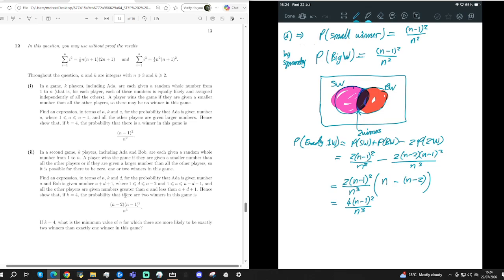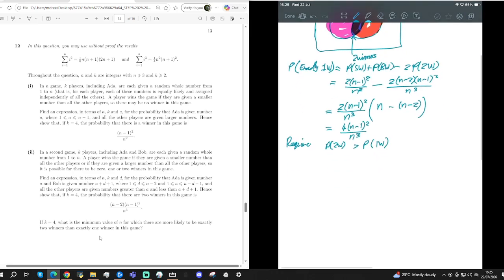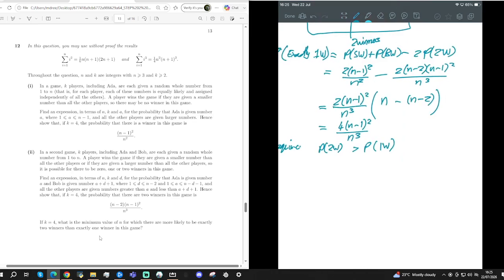So what did we want to do? What is the minimum value of n for which there's more likely to be exactly 2 than exactly 1? So we require the probability of 2 winners to be greater than the probability of 1 winner. Well, let's put that condition in. So n minus 2, n minus 1 squared over n cubed needs to be greater than this expression that I've just written down, 4 n minus 1 squared over n cubed.